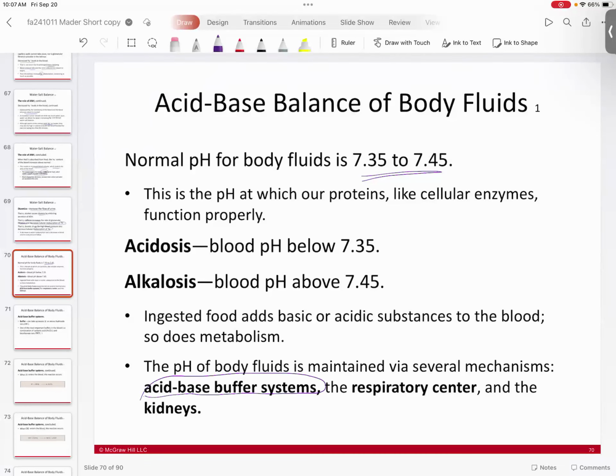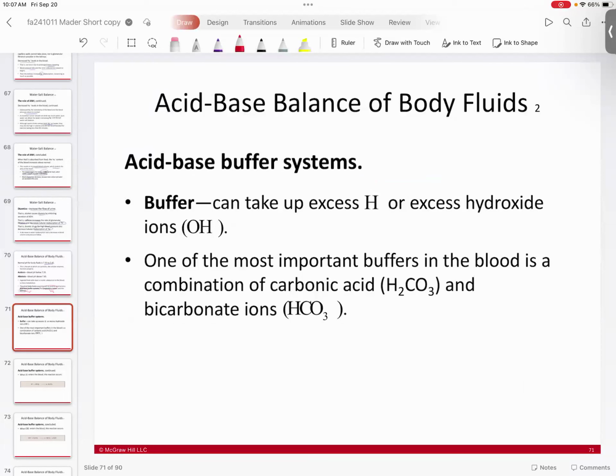The carbonate buffer system, for instance, is one of them. Your respiratory center can get rid of the CO2, and of course, your kidneys can offload your hydrogen ions. So you have multiple different types of systems to maintain that pH. Now, a buffer is a molecule that can take up excess hydrogen ion, which is what causes the acidity, or the excess hydroxide ion, which is what causes the base. And in return, this maintains a constant, stable pH.